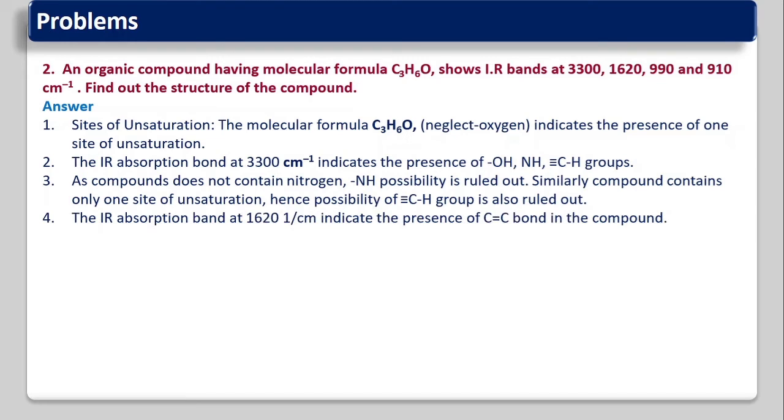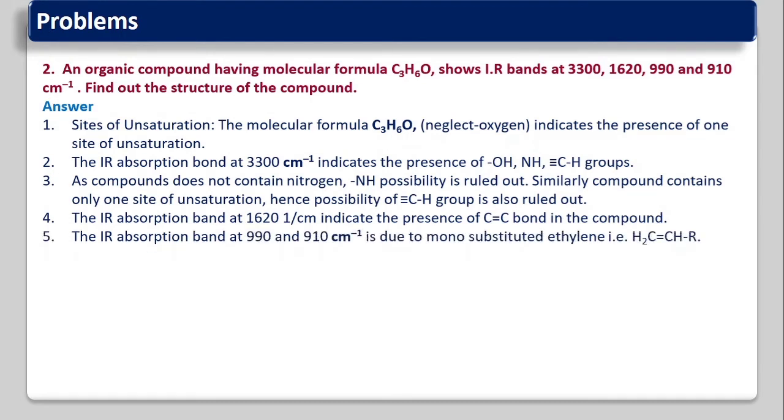The IR absorption band at 1620 cm⁻¹ indicates the presence of a carbon-carbon double bond in the compound. So 1620 to 1650 is the band for a carbon-carbon double bond. This clearly indicates that our compound contains a carbon-carbon double bond.